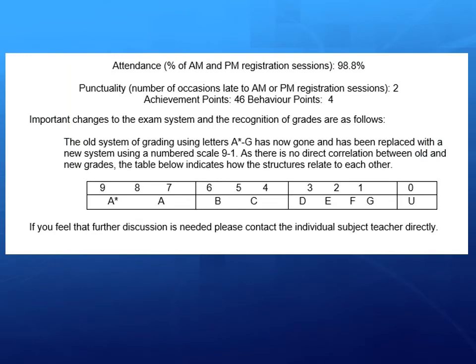At the bottom of each report, you can also see how attendance, punctuality, and a child's behaviour are reported on as well. At the bottom, you can also see how those 9 to 1 grades equate to the A star to G grades.